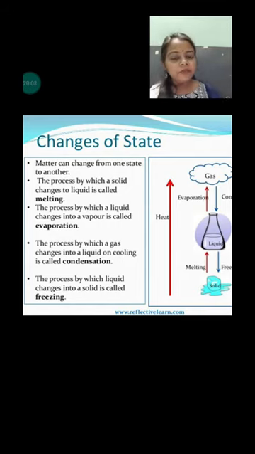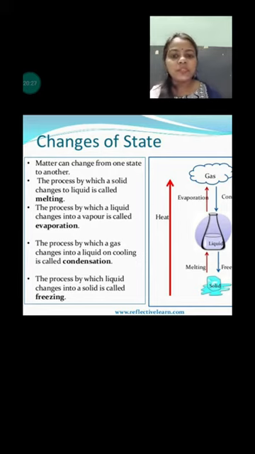Whereas if we are cooling the water, if we keep the water in the refrigerator, then what happens? The water converts into ice. Water is liquid, whereas ice is solid. So if we provide coolness, the liquid changes into solid. So in this way we can change the state of matter. This is called the interchangeability of matter.